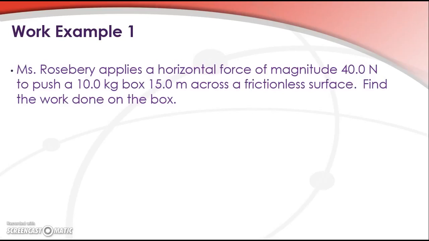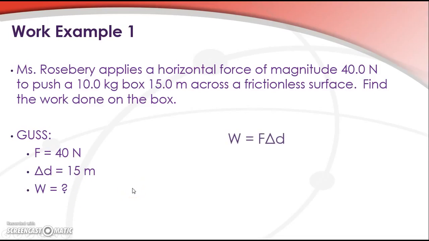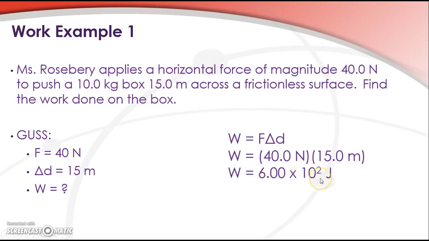Okay, so let's look at the first example. We apply a horizontal force of magnitude 40 newtons to push a 10 kilogram box 15 meters across a frictionless surface. We sure love our frictionless surfaces in this course. So we want to find the work done on the box. Really pretty straightforward. So our givens: force equals 40 newtons, the distance is 15 meters. And the work is equal to force times change in distance, or 40 newtons times 15 meters, or 600 joules.